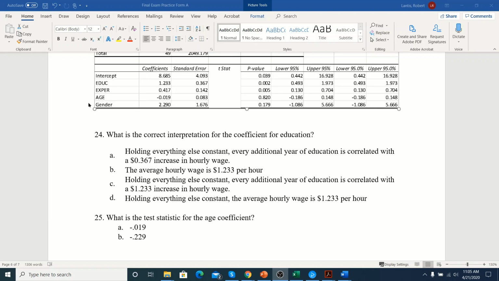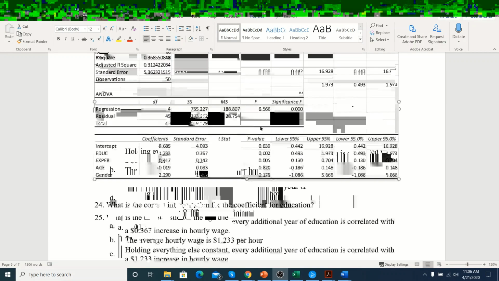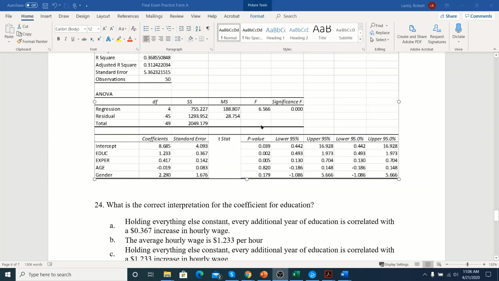If this is a 1, going from female to male, the wages we would predict would be about $2.29 higher, even if we held everything else constant. So 2 people with the same education, same experience, same age, but one of them is male, looks like there's a slight kind of premium on that, right? Now, we can't say that that's statistically significant, right? The p-value is pretty high, 0.18, but that's how we would interpret the coefficient.